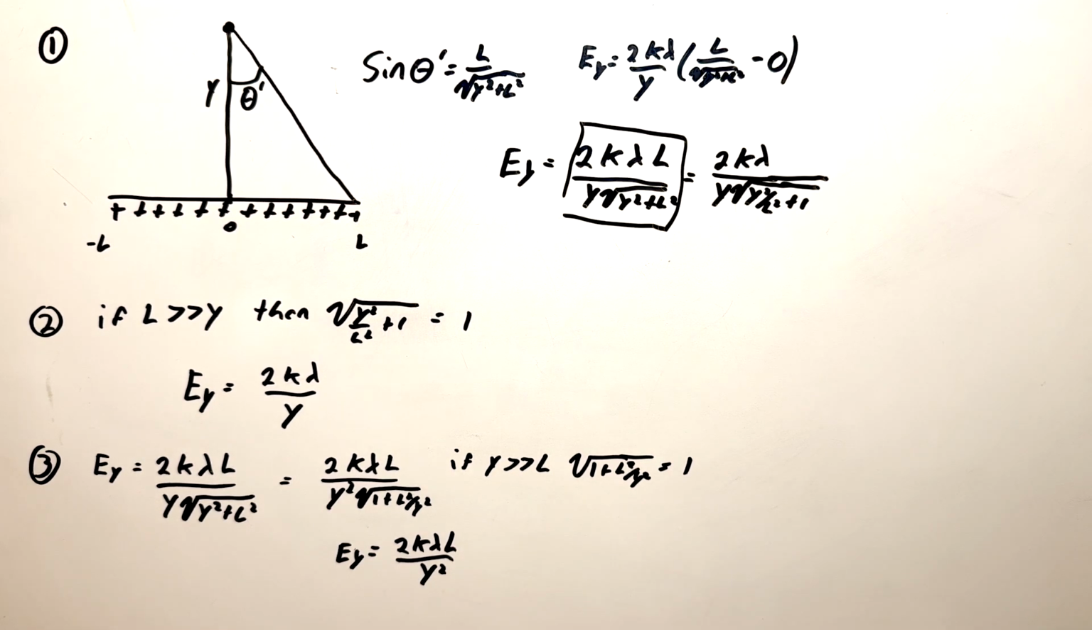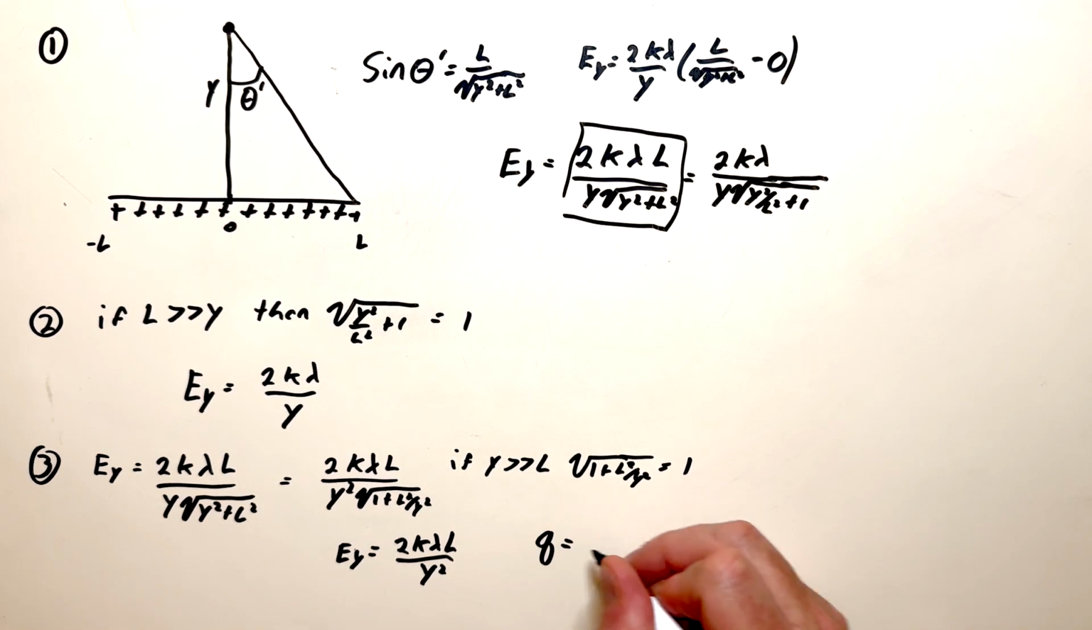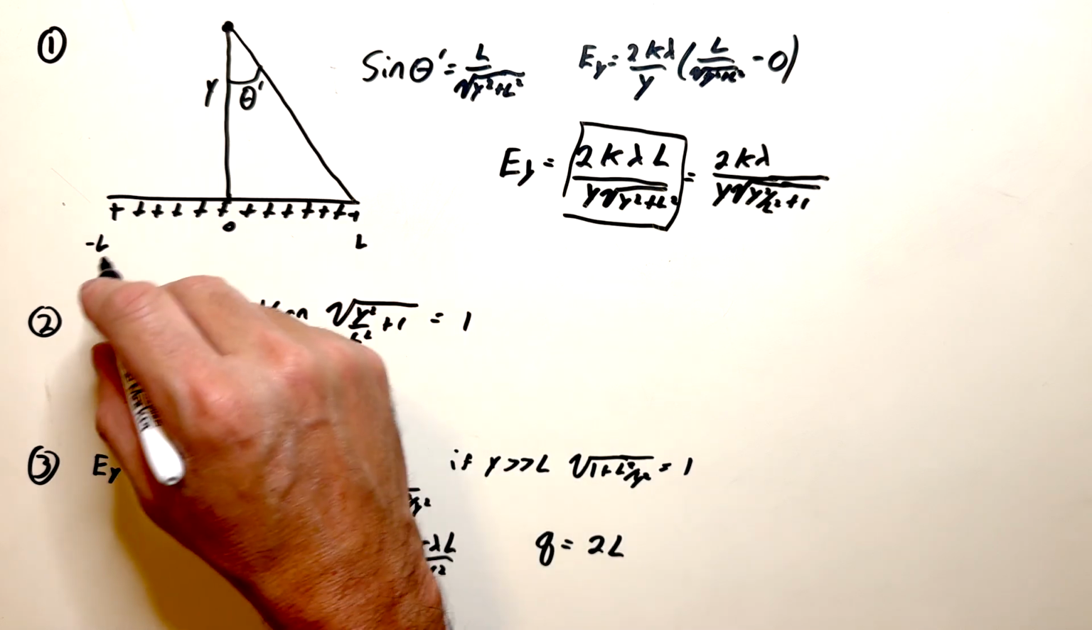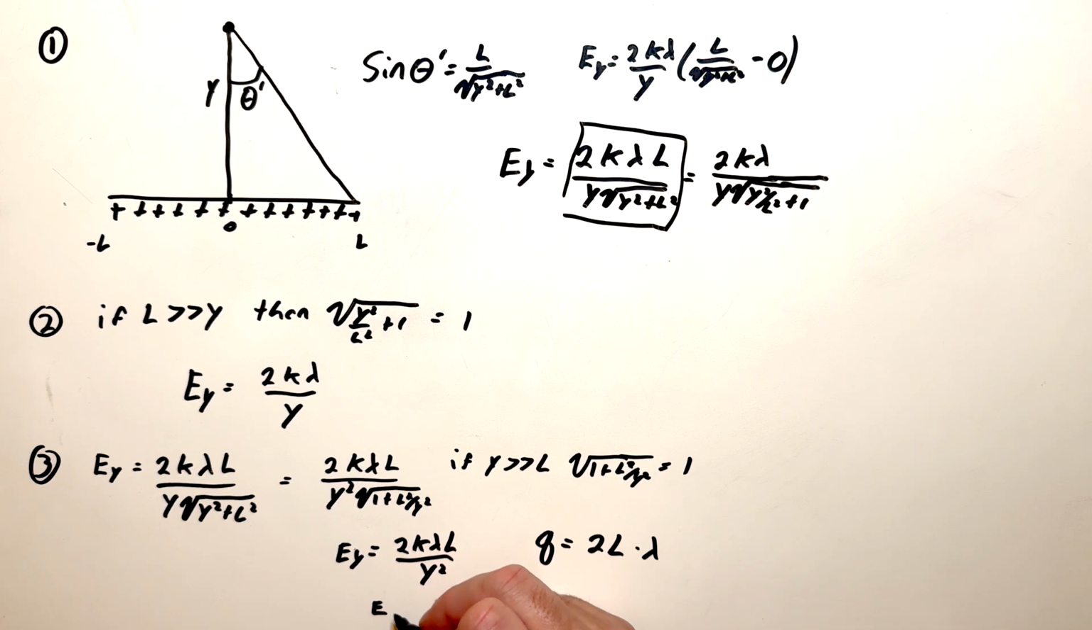So the total charge on the line then becomes, so what is the total charge on the line? Q will be equal to 2L, because it goes from minus L to L, times lambda, the charge density. And so if we take out this 2L lambda, then we can write E sub y is equal to KQ over y squared. So you see that it looks like a point charge with a charge of 2L lambda, which is kind of what we expect when we get very far away from it.